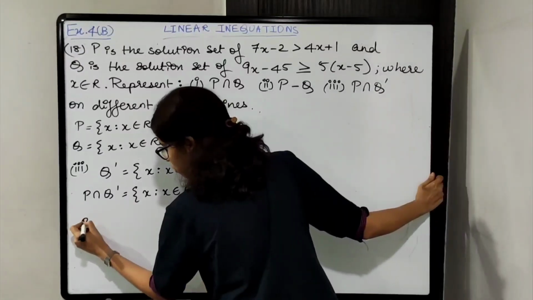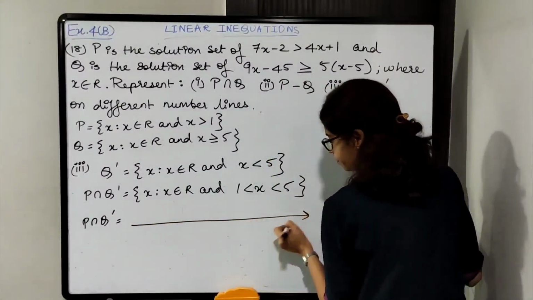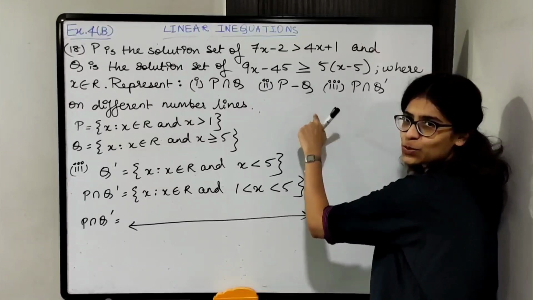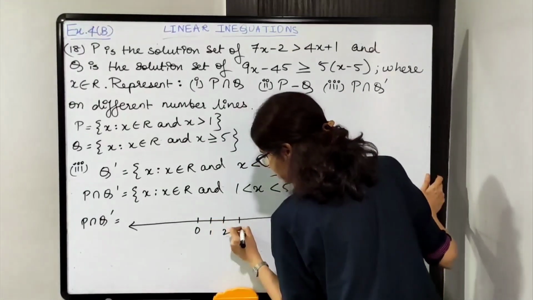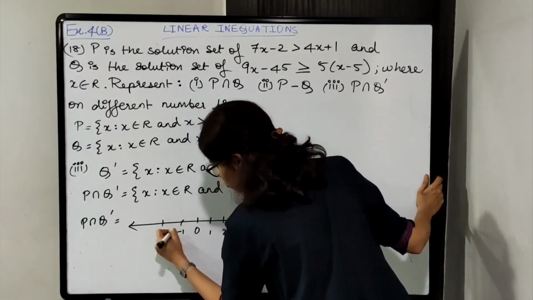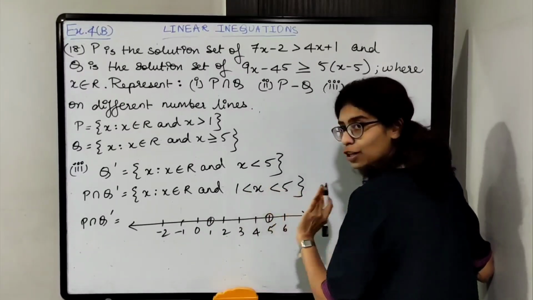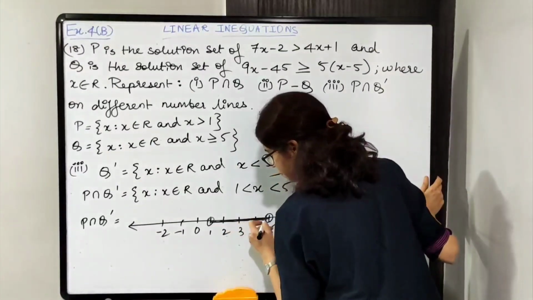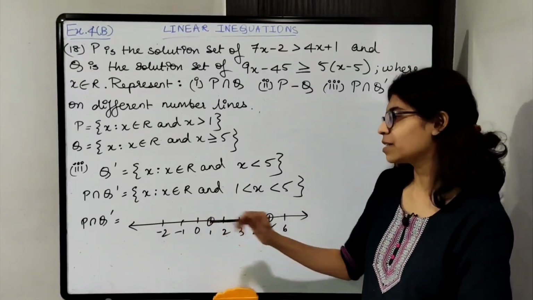Okay, so draw the number line for p intersection q dash. The range is 1 to 5, same thing as we got in p minus q, the same is coming. Okay, 0, 1, 2, 3, 4, 5, 6, minus 1, minus 2. The range is 1 to 5, where 1 and 5 are not included, and in between any value is possible. So this is the plotting on the number line for p intersection q dash.